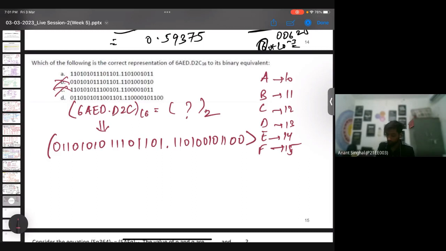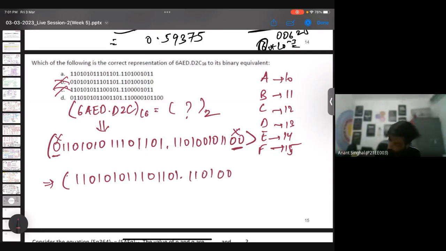After the decimal digit, these last two digits are not significant. So the correct answer to this question will be, and before this we can discard this zero, and after this we can discard these zeros. So 1 1 0 1 0 1 1 1 0 1 0 1 0 0 1 1. So this will be the binary equivalent.